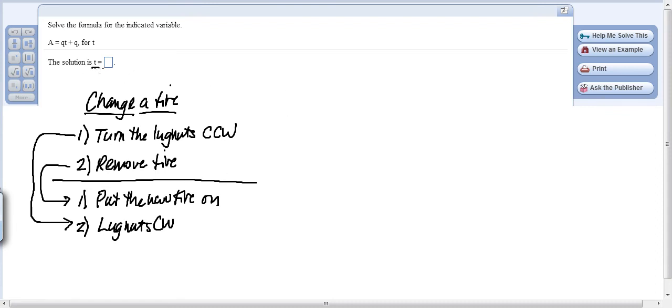They're asking us to solve for t. So I'm going to make the same kind of a list. Let's look up here at t. What's going on with t? There's t right there. If we knew what the value of t was and q was and a was, to find the value, the first thing you do is multiply t times q. The first thing that's happening to t is it's multiplied by q.